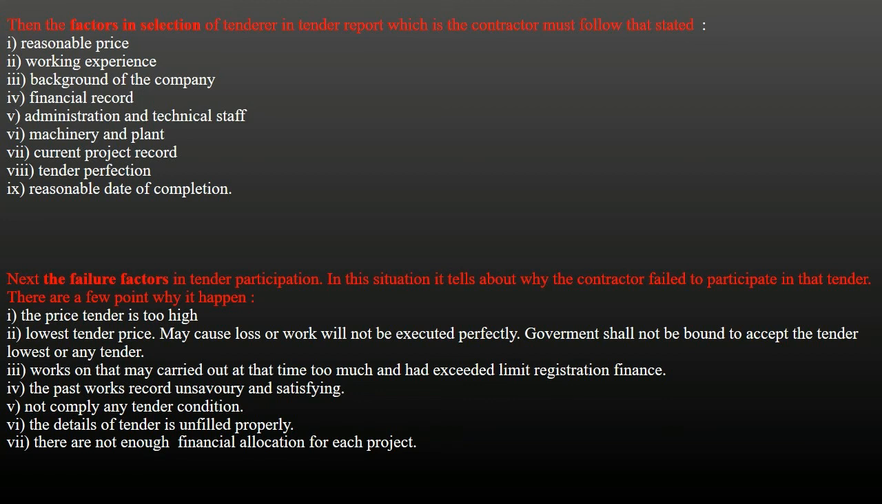Number three is works that may be carried out at the time are too much and exceed the limit of registration finances. Number four is the past works record being unsatisfactory. Number five is not completing any tender condition. Number six is the detail of the tender is not filled properly. And the last one is there is not enough financial allocation for each project.